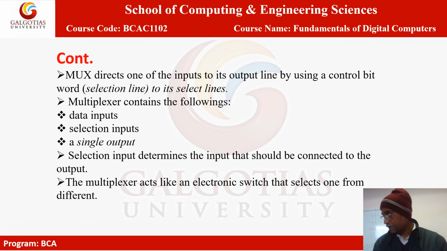So a multiplexer contains the following: data input, selection input, and a single output line. The selection input determines the input that should be connected to the output. The selection input will decide which input will go to the output. And the multiplexer acts like an electronic switch that selects one from different inputs.